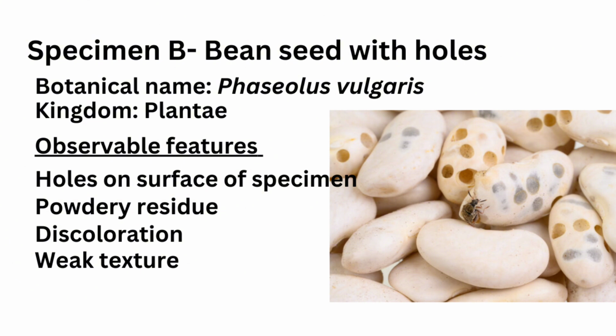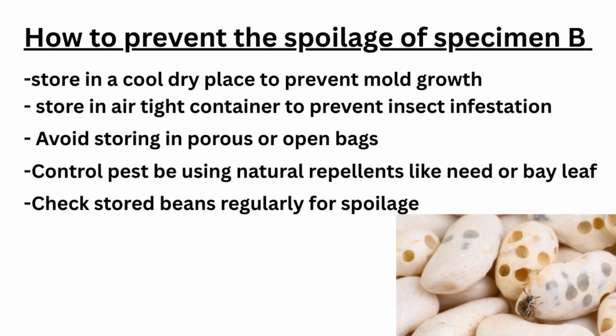So these are observable features. You may also be asked what you can do to prevent the spoilage of specimen B. Now, how do you prevent the spoilage of specimen B? Firstly, store in a cool, dry place to prevent mold growth. Secondly, store in airtight containers to prevent insect infestation so that these insects wouldn't reach it.